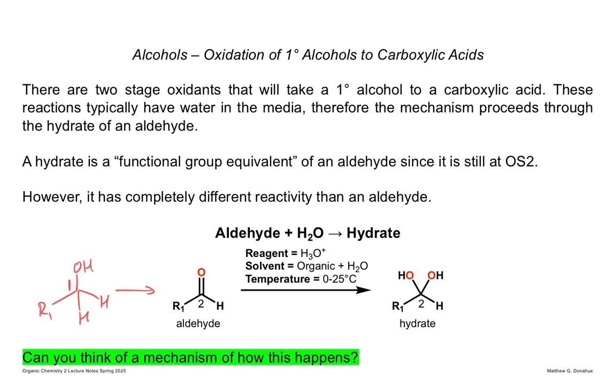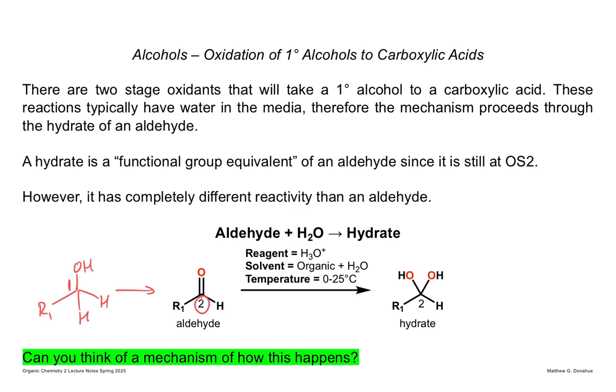so we're at oxidation state 1, then we went to 2. Notice in the aldehyde, there's no H on the oxygen. So the question is, how can that go up an oxidation state if it has to do an elimination?